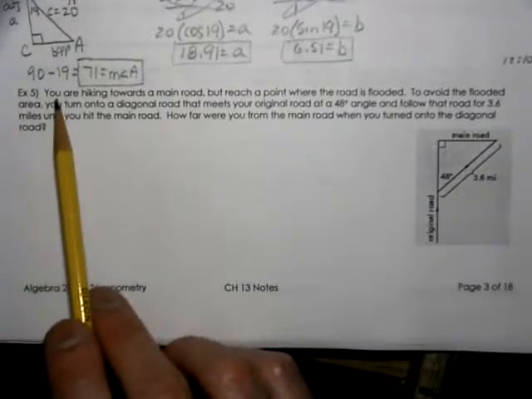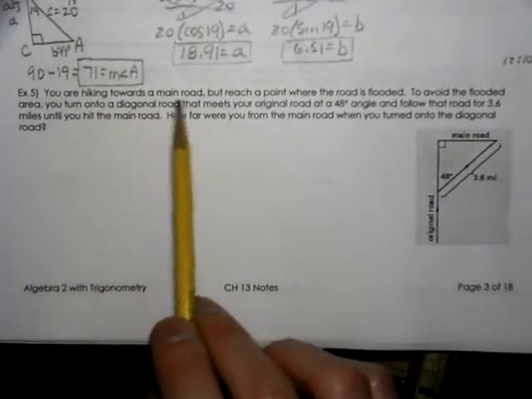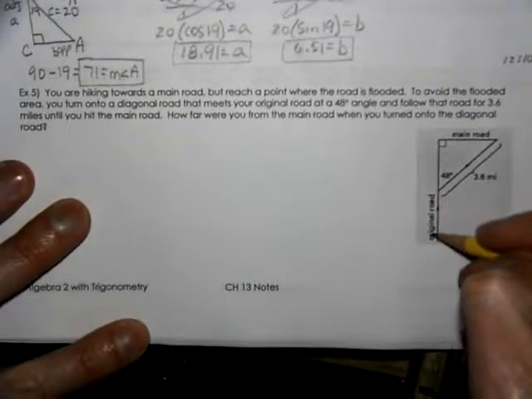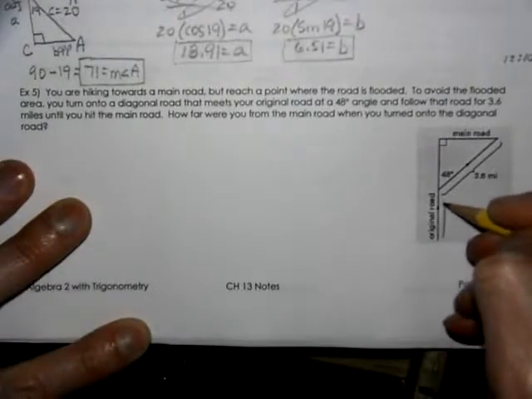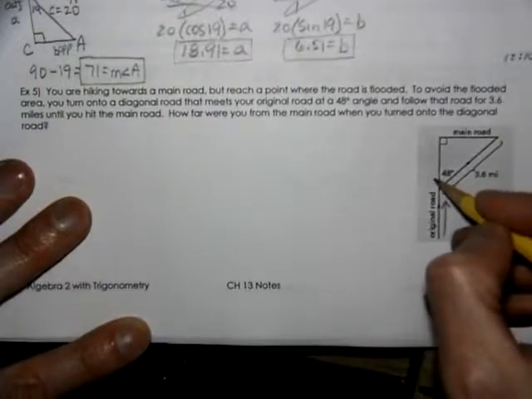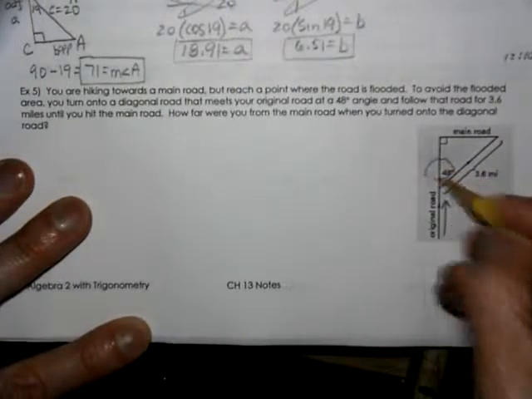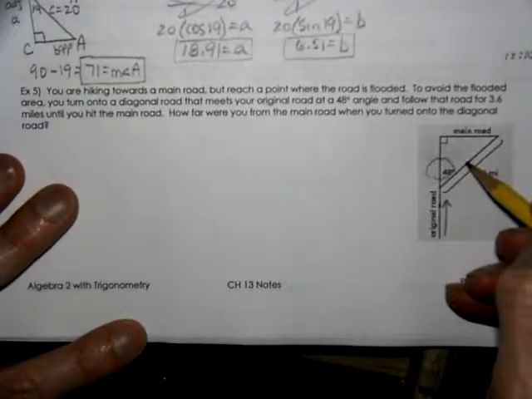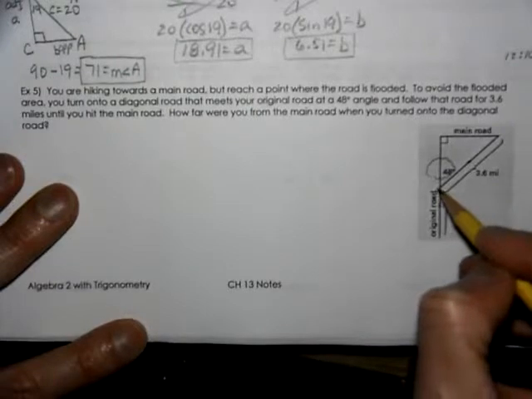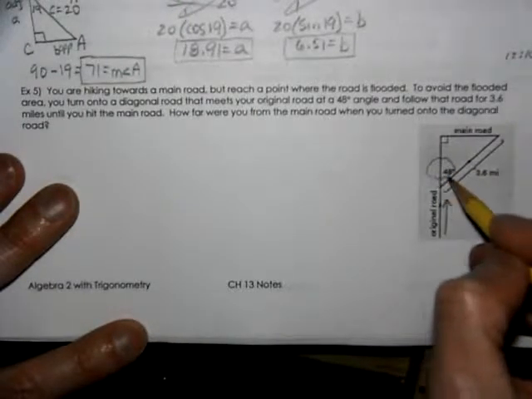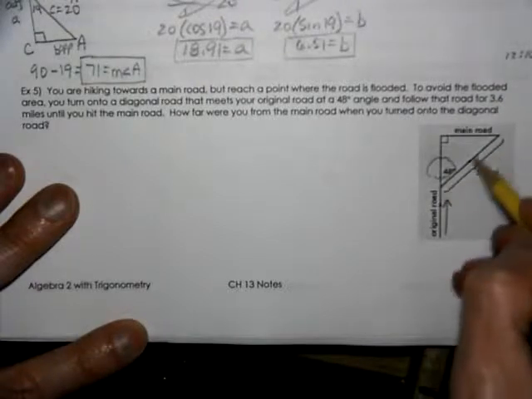For example number 5, you're hiking towards the main road, but reach a point where the road is flooded. So here's our original road. We're hiking towards the main road. We reach this flooded area. Big flood there. So we're going to take a 48-degree turn. 90 would be straight across. So that's why it's called a 48-degree. It would be small. And we're going to walk at a diagonal.